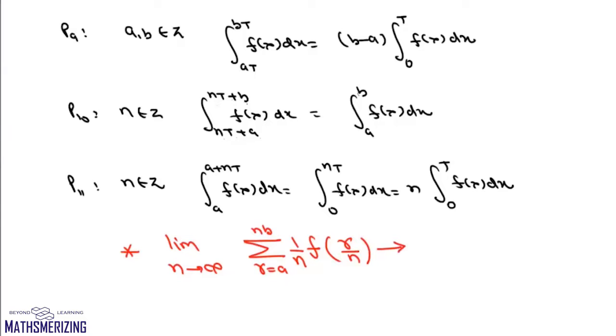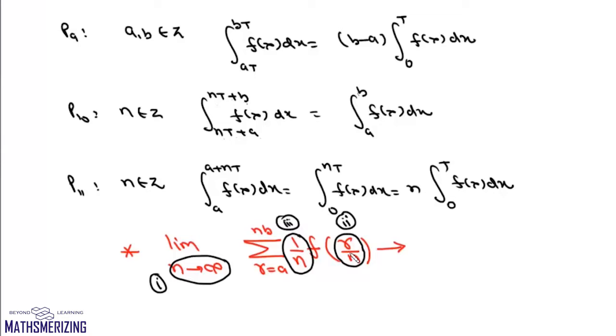Now there are 3 conditions which are required. First condition is this limit, it should always be n tends to infinite or x tends to infinite. Second is this function, it should be a function of r by n. So r is the variable of summation, and wherever we have r, it should be of the form r by n. So that's our second condition. And the third condition is we should have 1 by n multiplied to it. So these are the 3 conditions.